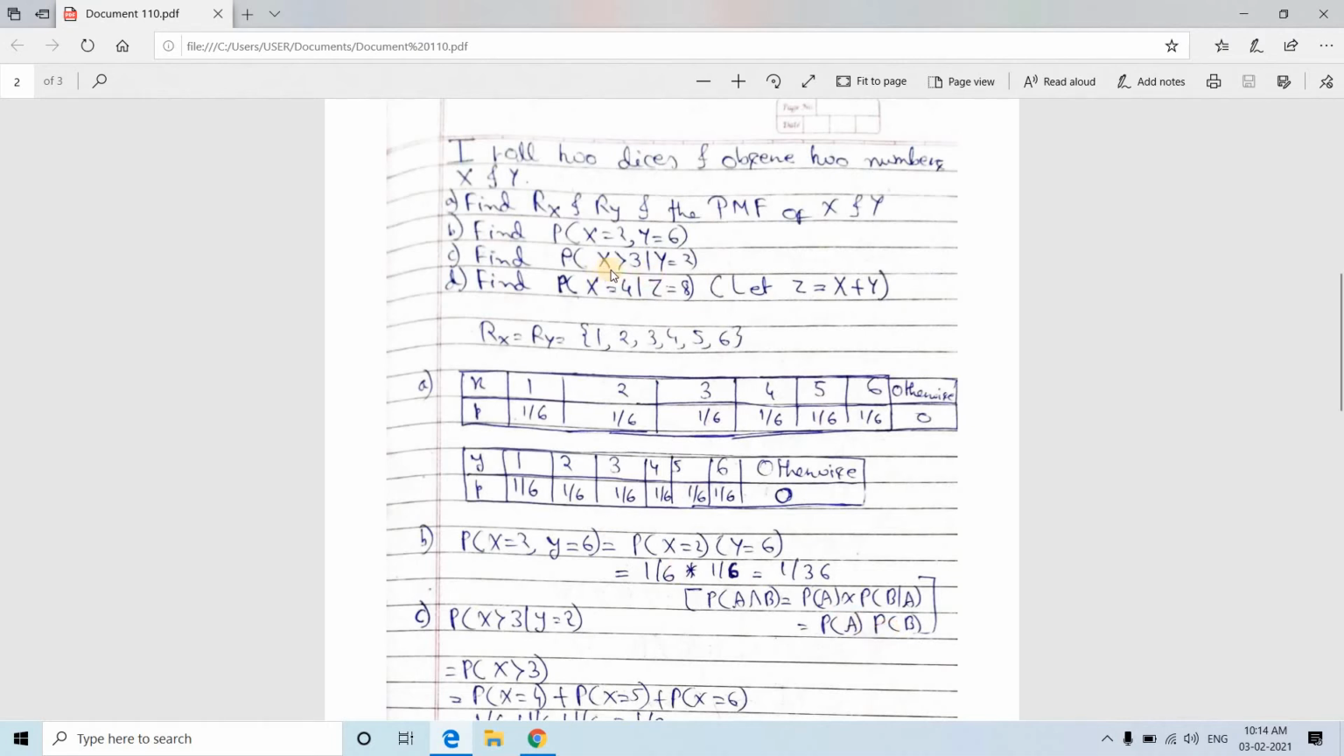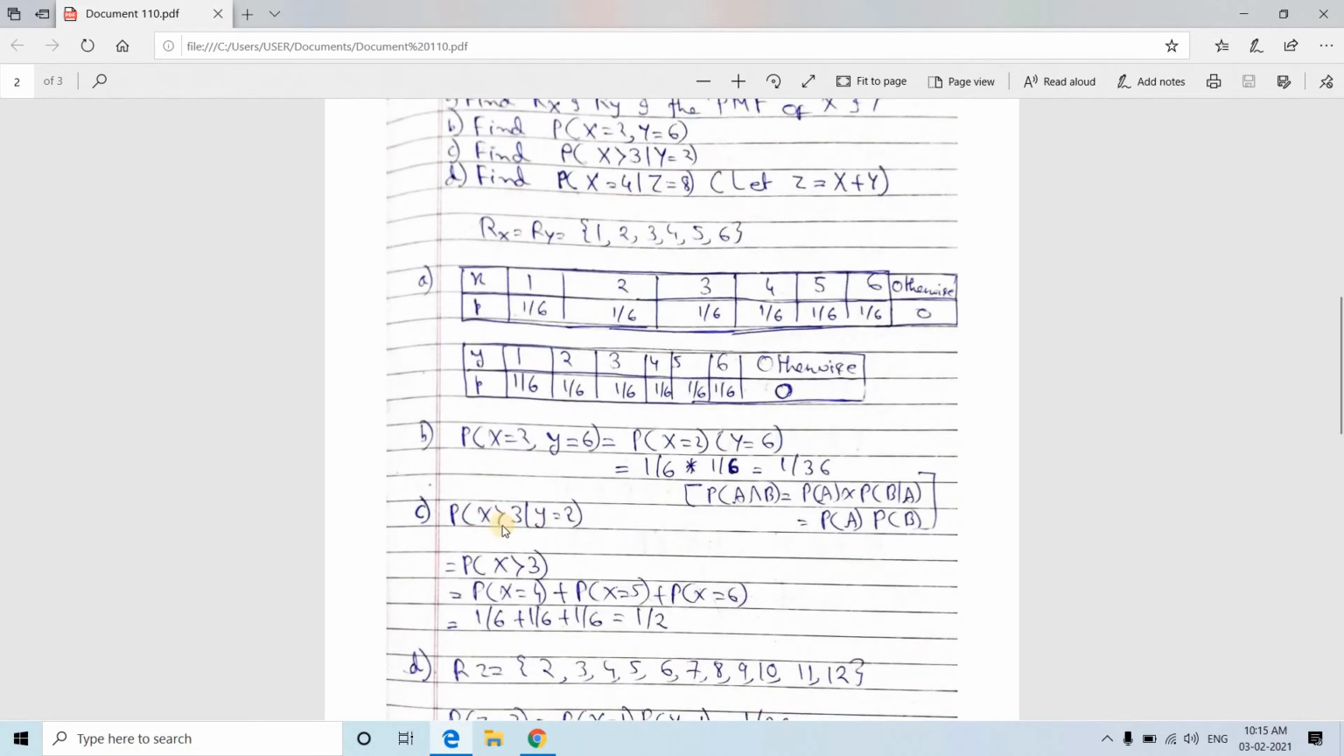Coming to the next question, P of x greater than 3 given y equal to 2. Here, apply the concept properly. This looks like P of A given B, but here x and y are independent, so we need not bother about the event y equal to 2. We will be calculating the probability for x greater than 3. So what is the probability of getting x greater than 3?